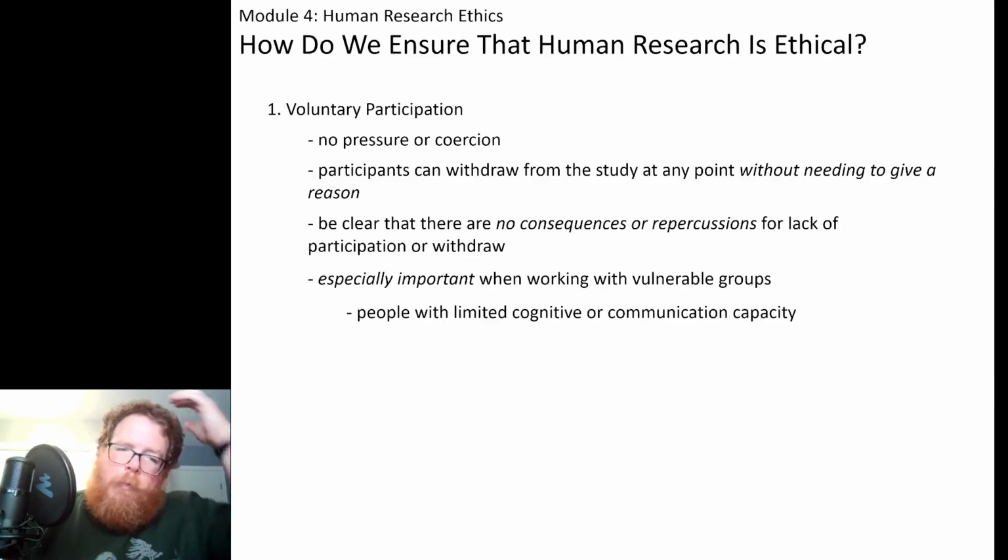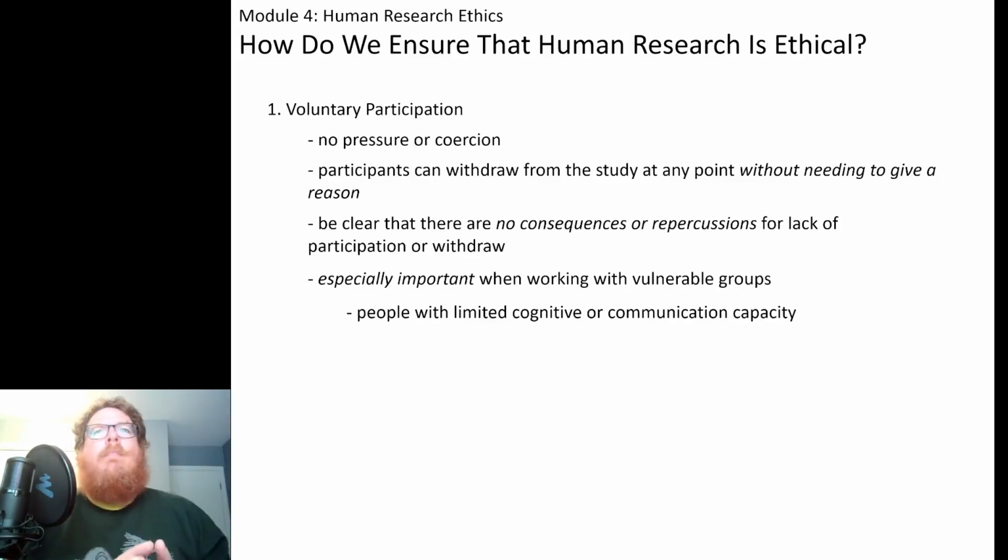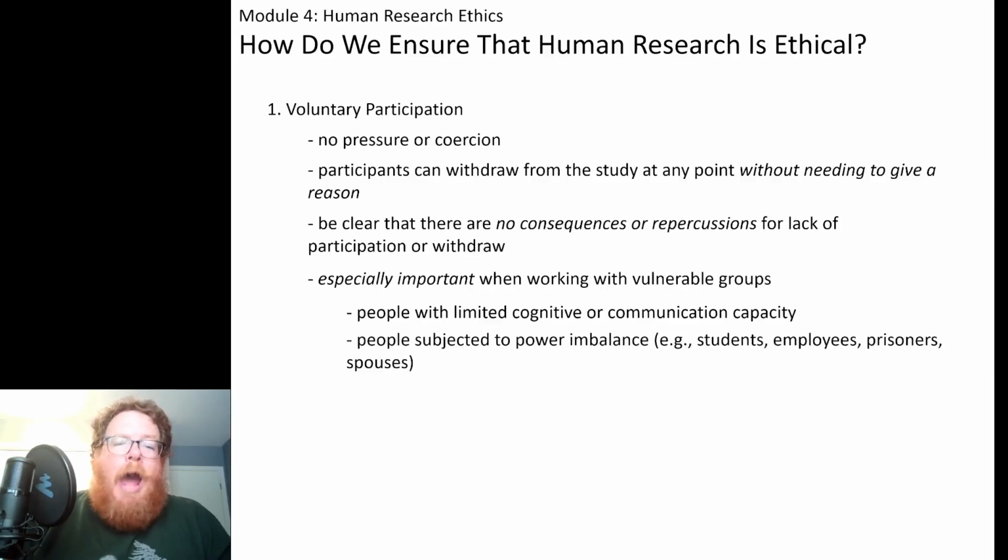So we'll talk more about this when we talk about informed consent in a moment, but it's really important that when it comes to asking people whether they are interested in joining this study or not, we're talking to them at a level that they can understand. So again, that they can participate without feeling like they joined without truly understanding what it is they were getting themselves into. People subjected to power imbalances.